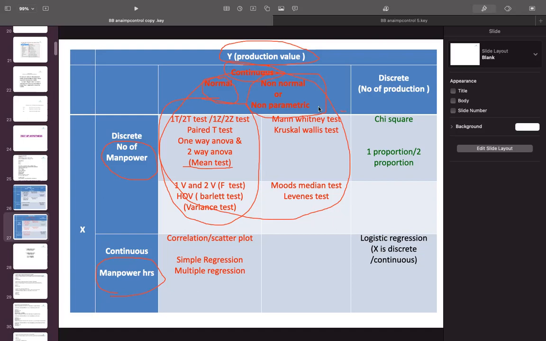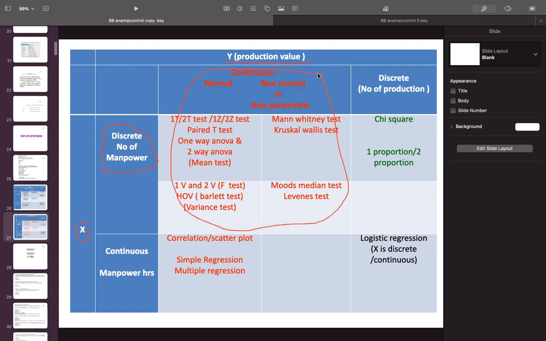If your data is not bell-shaped, not normal, then you have the Mann-Whitney test, Kruskal-Wallis test, Mood's median test, and Levene's test. These are the tests that you're going to see if your data is non-normal, which is non-parametric. It is also called a non-parametric test. This is all about the combination where Y is continuous and X is discrete. If this is the combination, these are the tests that we are supposed to do.